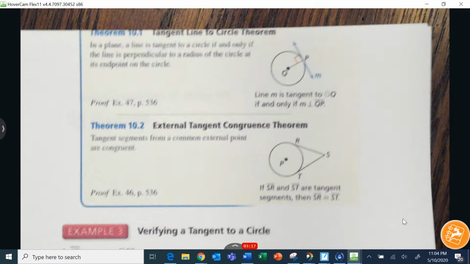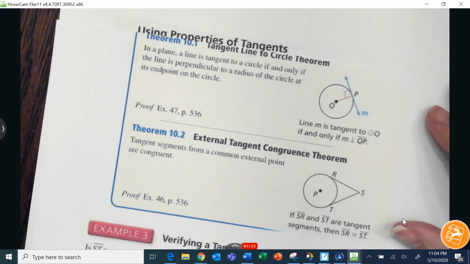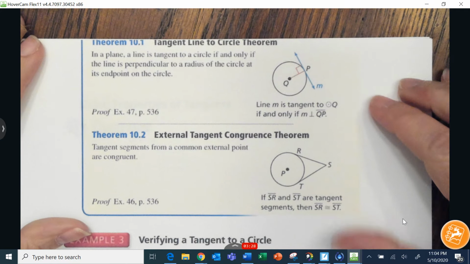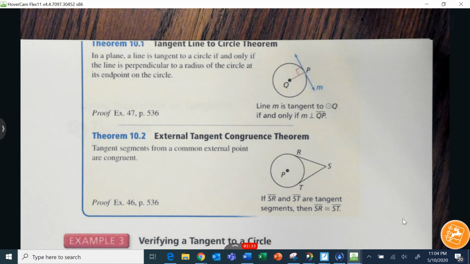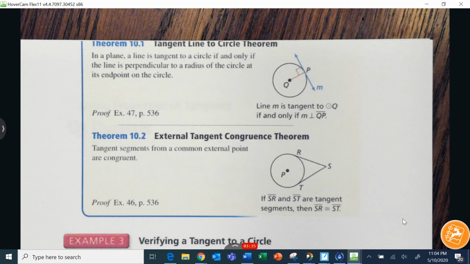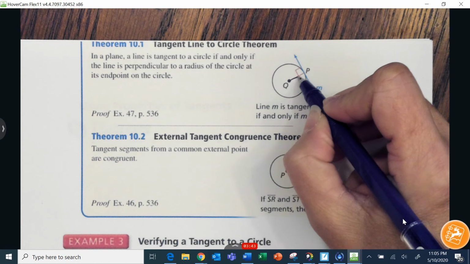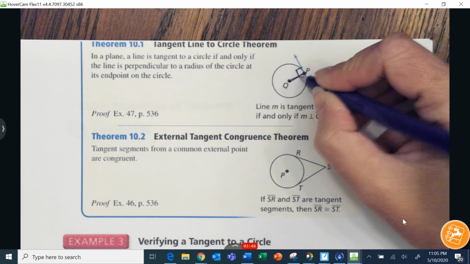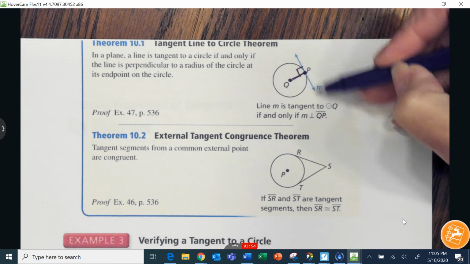Next page, my printer cut it off, but it's not really missing anything except for the title of it. Okay, so we've got a couple theorems. This theorem, I know is used a lot in future courses and possibly ACT, SAT tests. If you have a tangent line, it will connect to the radius of a circle at the point of tangency with 90 degrees. It will always be a 90-degree angle that connects a radius and the tangent line at that point of tangency.